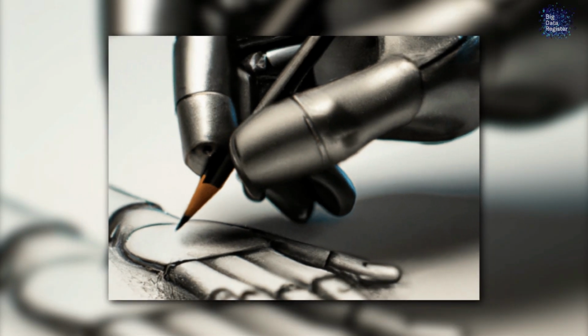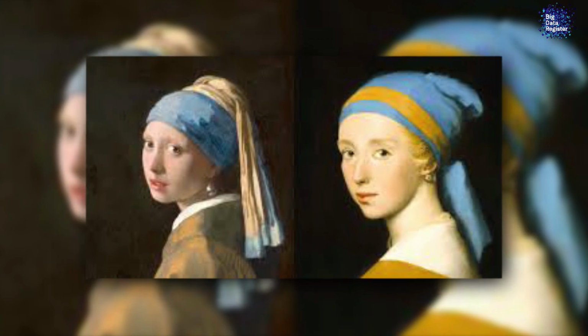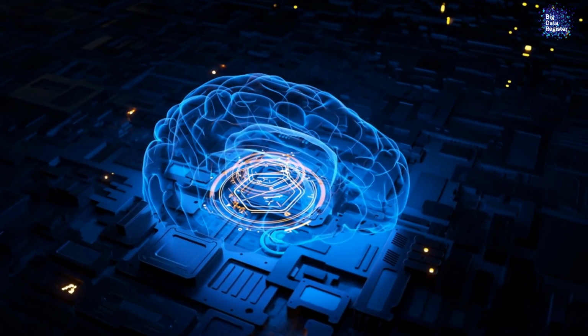DALL-E 2 is a new AI system that can create original, realistic images and art from a text description. It can combine concepts, attributes, and styles. But how exactly does the technology operate?